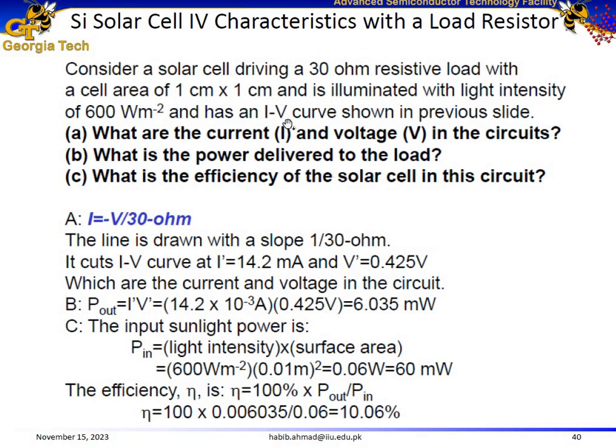So in the next slide, we have an example. Consider a solar cell driving a 30 ohm resistive load. The cell has an area of 1 centimeter by 1 centimeter and is illuminated with light intensity of 600 watt per meter square. The IV curve is shown in slide number 39. What are the current and voltage in this circuit?